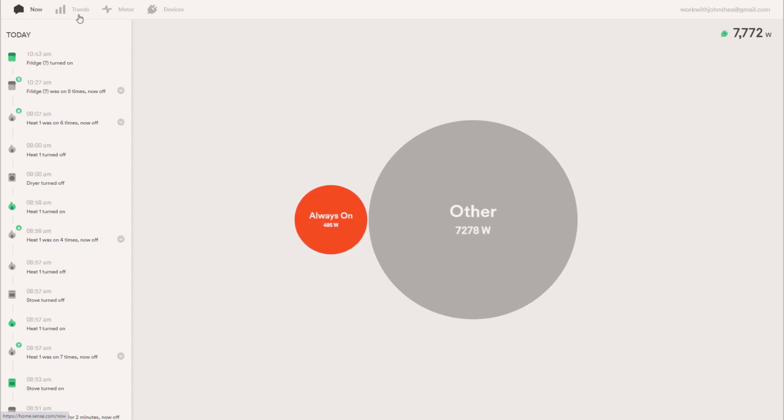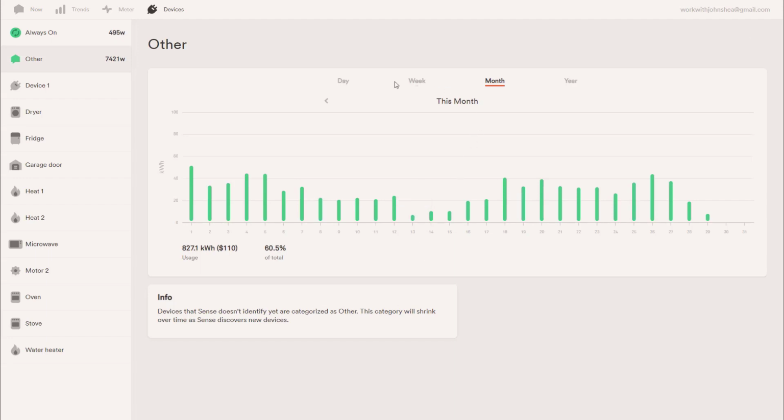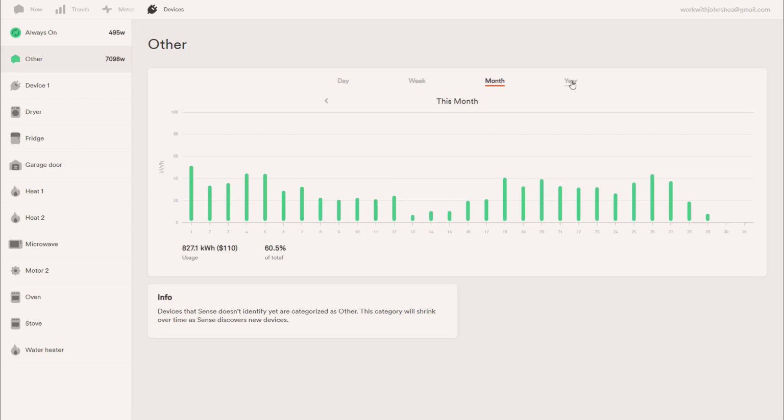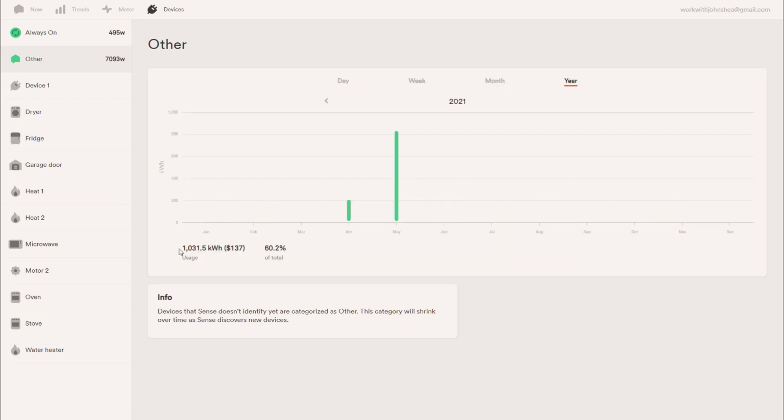Now, beyond that, we can drill into this. If I click on other, I can get statistics for a specific day, the week, the month, as well as the year. It will give you a rough idea based on input that you put into your profile. If you said it's 12 cents per kilowatt hour, or whatever that is, it's going to give you a rough estimate of how much your bill is.